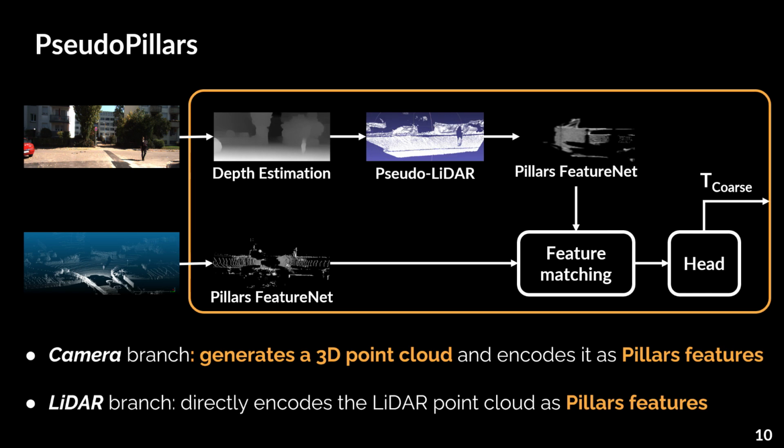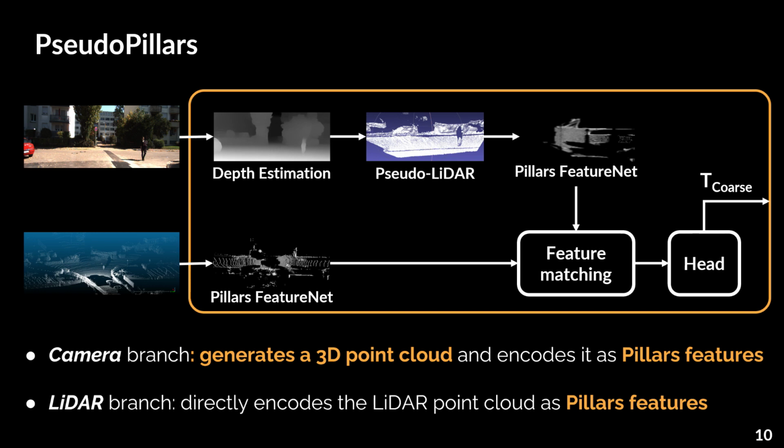Now let's zoom in into our method with our novel module, pseudo-LiDAR. Unlike existing methods, which try to take LiDAR information into 2D, we bring the camera information into 3D. For this, we first use a depth estimation method. This depth map is then projected back into the 3D space as a pseudo-LiDAR point cloud using camera intrinsics.